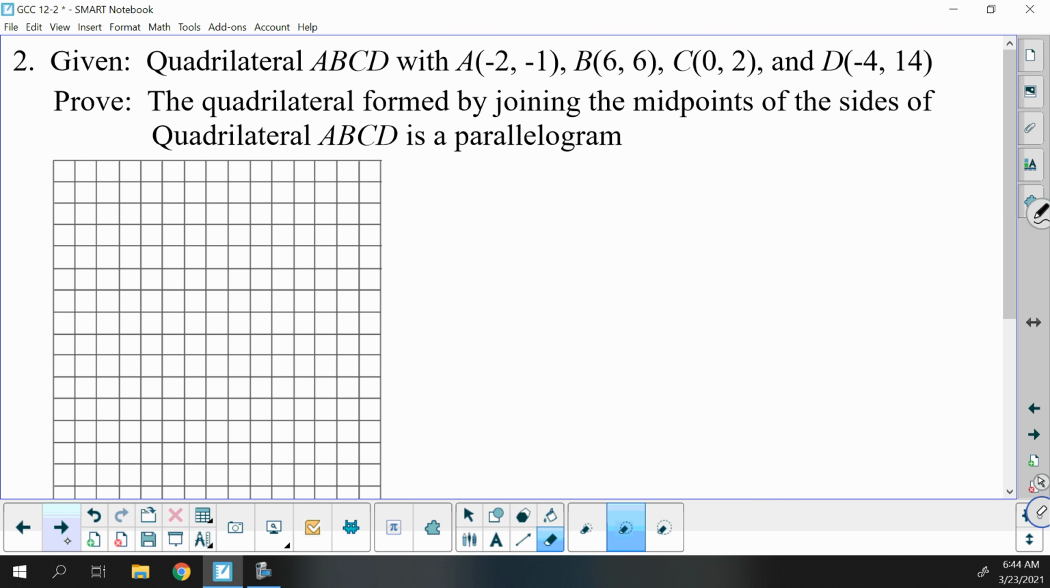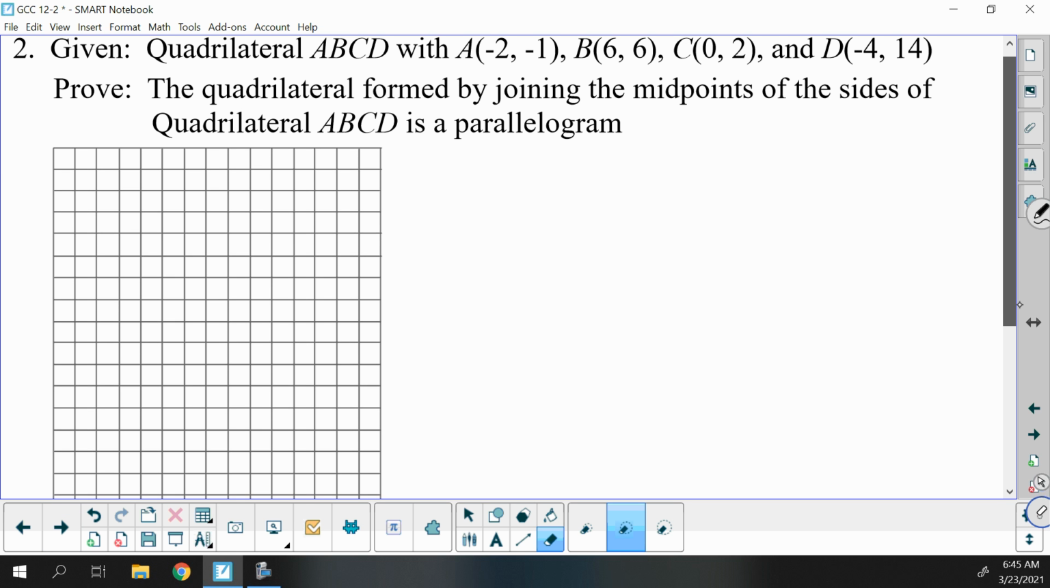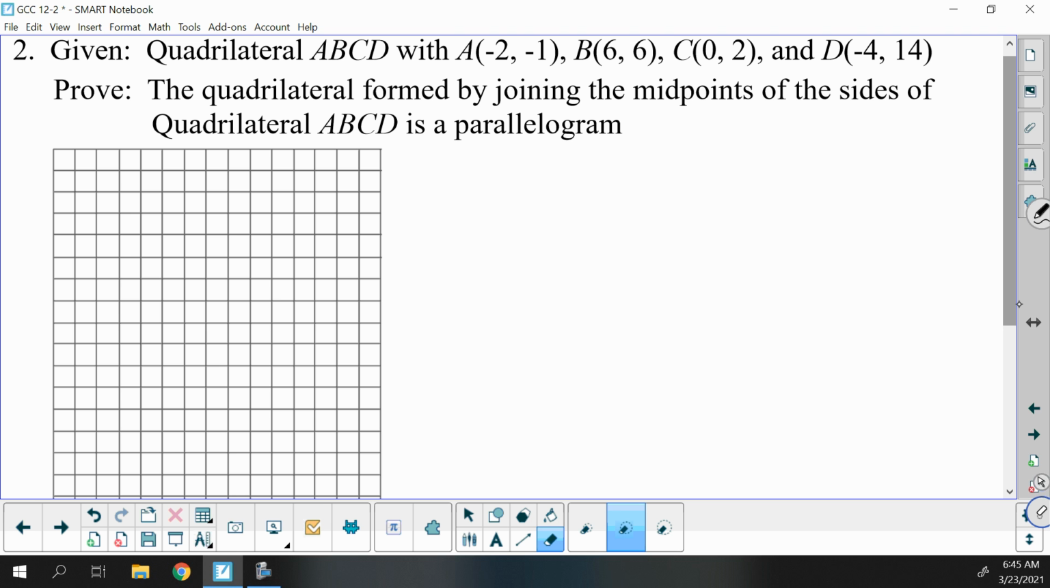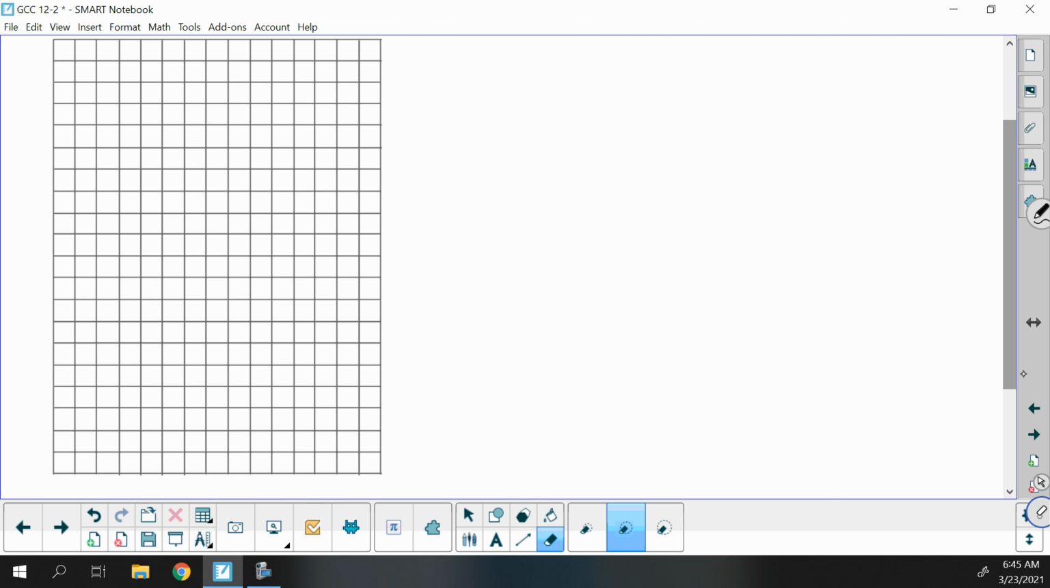All right, moving over to page 9, we're given a quadrilateral, and we want to show that if you join the midpoints of this quadrilateral, it will create a parallelogram. So in our original quadrilateral, notice we've got to get up to a y value of 14, and our smallest y value is negative 1. So we're going to want to put our x-axis pretty low.